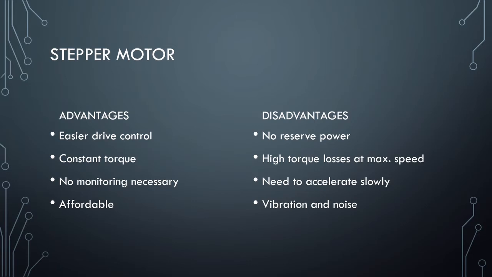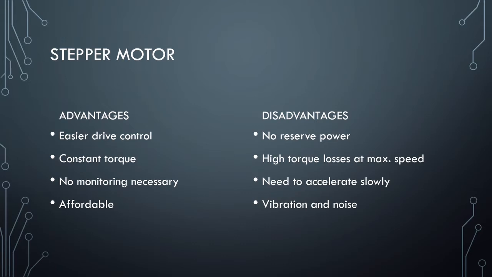The disadvantages to these, though, are that these motors don't have any reserve power, so servos, some of them have that. There's also high torque losses at maximum speed. For the most part, this may sound contradictory to the advantages, but these two things are kind of happening at the same time. So the advantage is you have constant torque up to a certain point, but then you can really experience high torque losses once you get beyond that at your max speed.